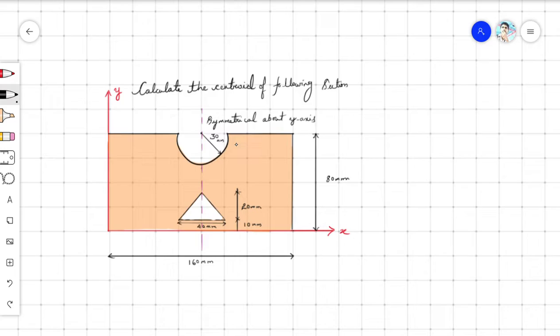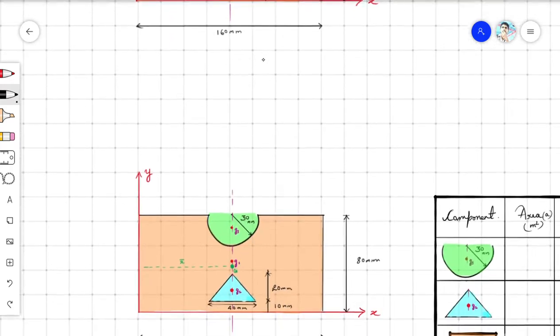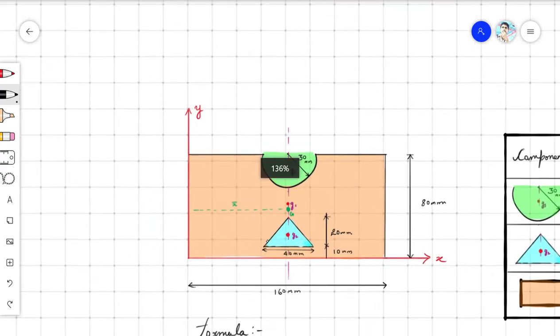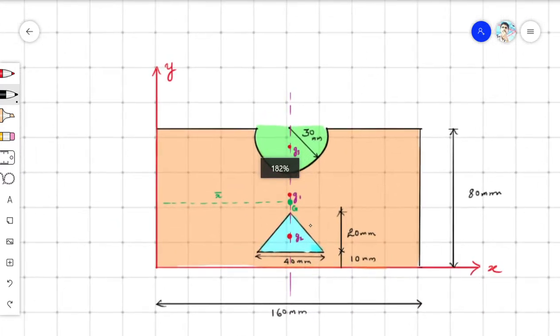Whenever you calculate the area for a cutout, you are going to negate it, that means you subtract the area from the total area. So that's what we are going to do over here. As I have given this template, you can see in this.